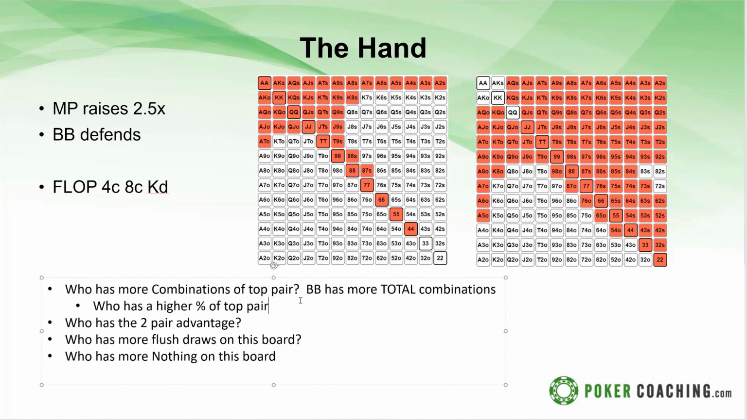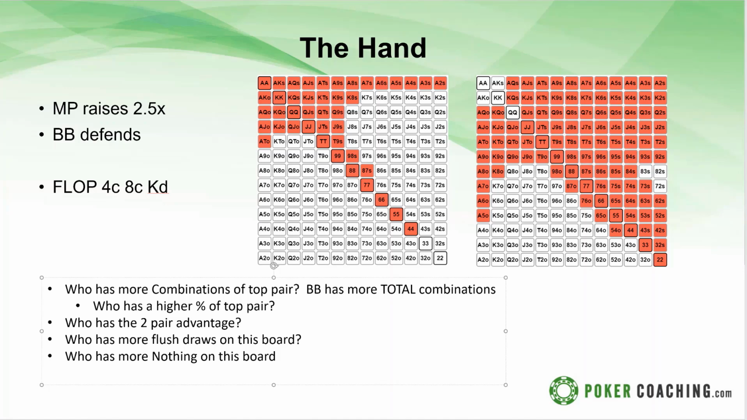Who has a higher percentage of top pair? Maybe that's the more relevant question, and that's the point I'm trying to get to. So now, who has the higher percentage of top pair in their range? Seeing a few answers coming in. Middle position, middle position, middle position. So that is correct.